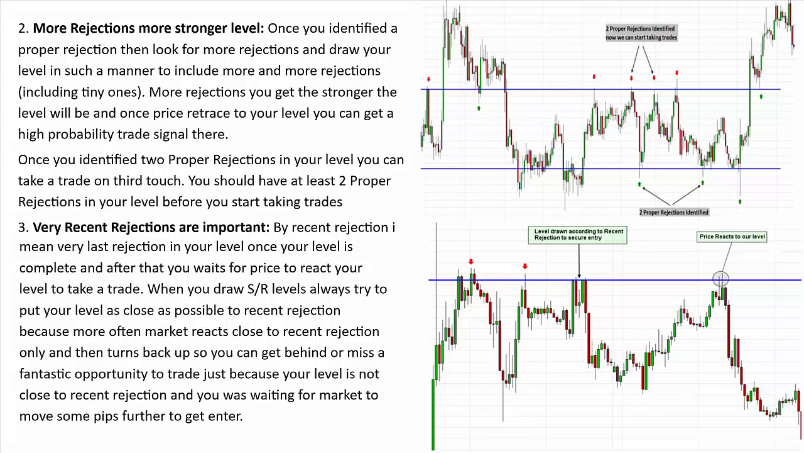3. Very recent rejections are important. By recent rejection, I mean the very last rejection in your level. Once your level is complete, you wait for price to react to your level to take a trade. When you draw SR levels, always try to put your level as close as possible to the recent rejection, because more often the market reacts close to the recent rejection and then turns back up. You can get behind or miss a fantastic opportunity to trade just because your level is not close to the recent rejection and you were waiting for the market to move some pips further to enter.